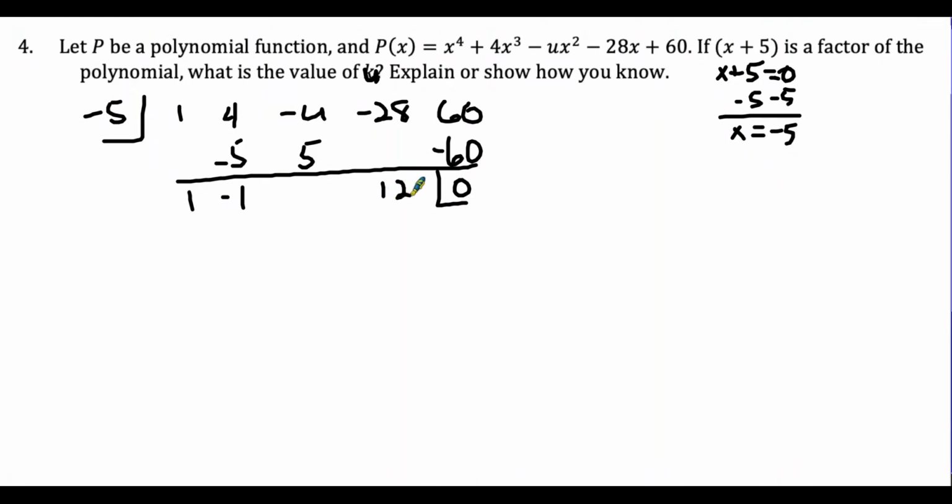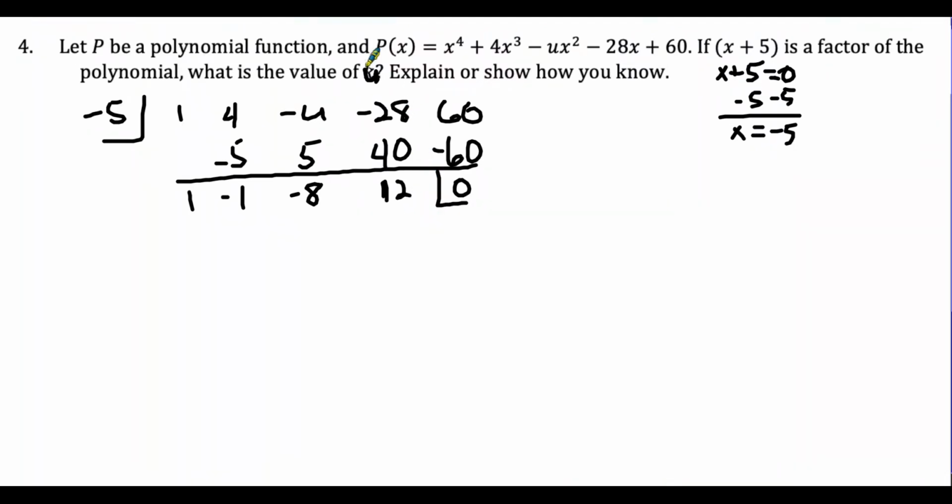So this value here would have to be 12. So then I'm thinking, okay, well, -28 plus what would get me 12? That would have to be 40. And then -5 times what gets me 40? Well, that would have to be -8.